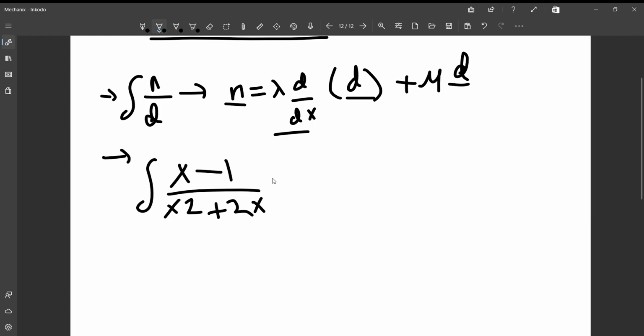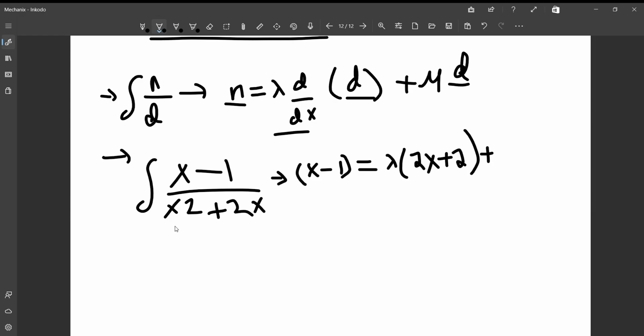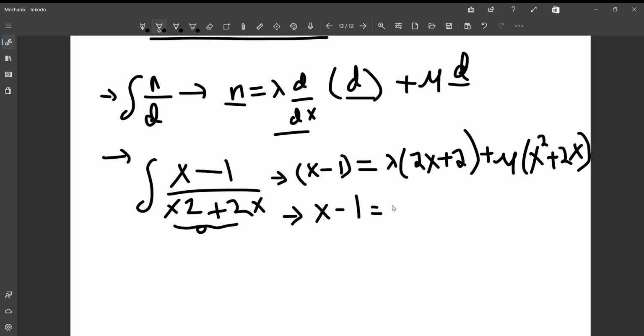What we can do to this integral is, by using the method I've shown above, x minus 1, that's the numerator, will be equal to lambda times the denominator's derivative, that is 2x plus 2, plus mu times the denominator itself. It will be x minus 1 equal to 2 lambda x plus 2 lambda plus mu x squared plus 2 mu x.